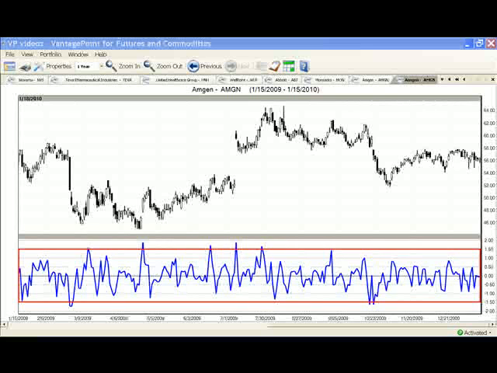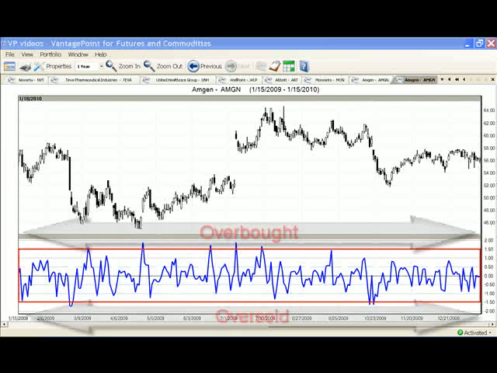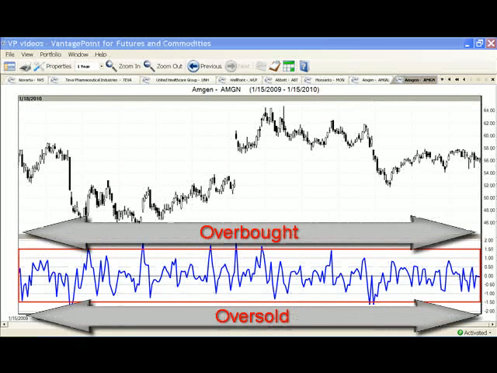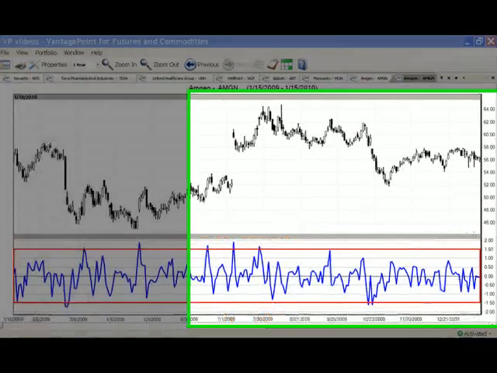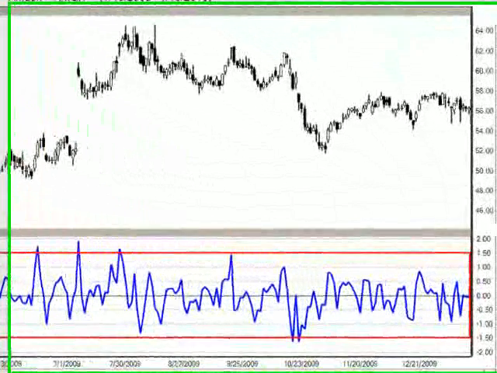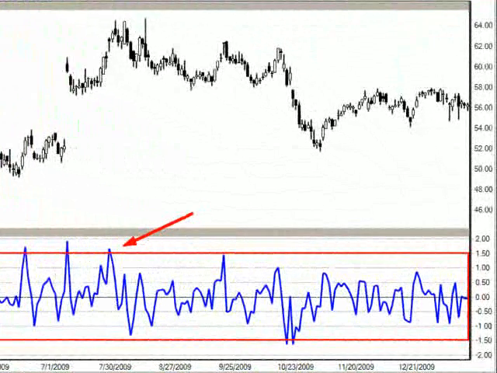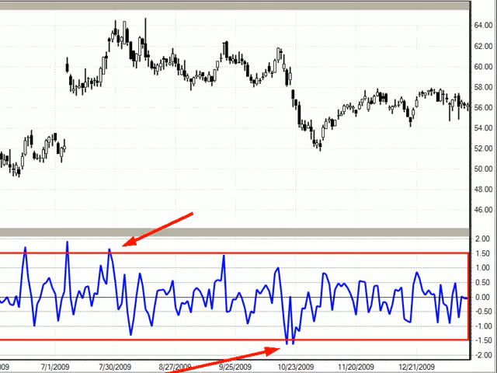Another possibility is that predicted strength is used as an overbought, oversold indicator, with boundaries suggesting where the market might be ready to turn. On this chart, the upper boundary is at 1.5, the lower boundary is at minus 1.5. Most of the action takes place within those boundaries, but there is no limit on the size of the variance from 0.